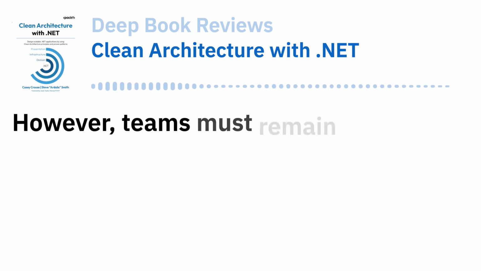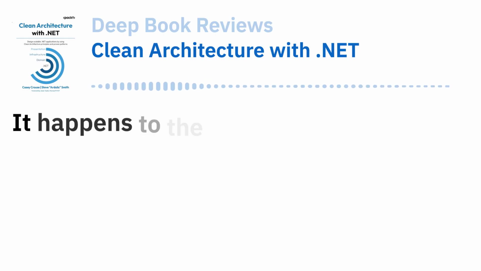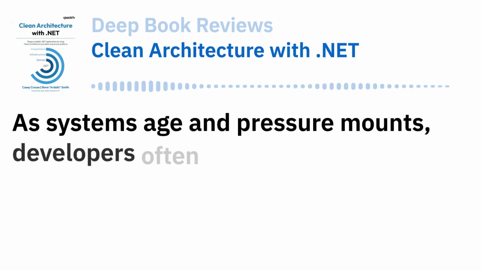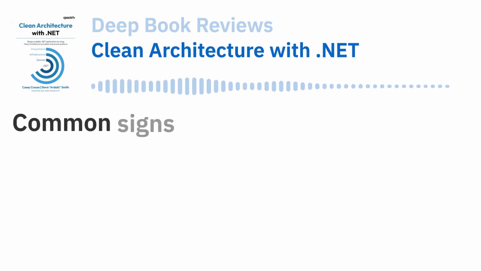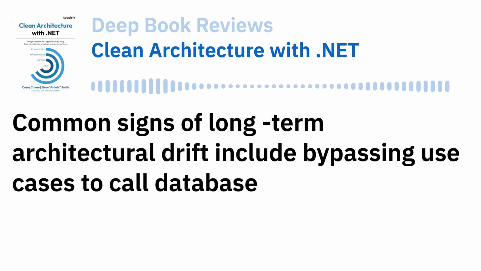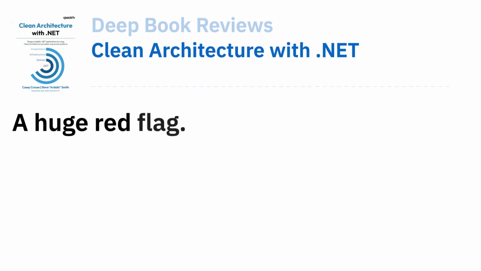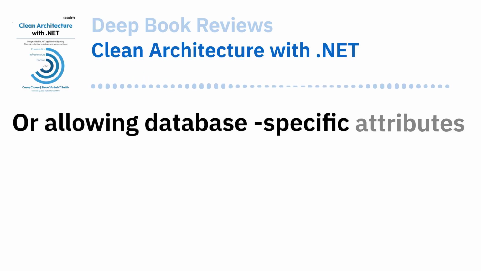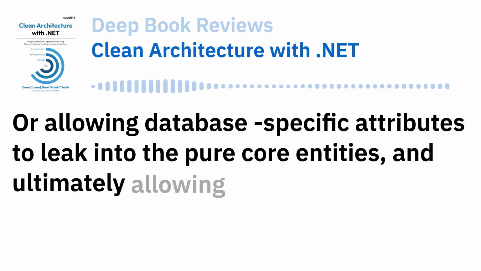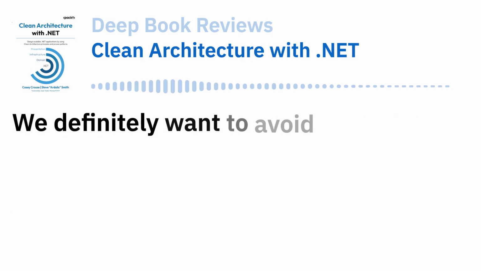However, teams must remain vigilant regarding architectural decay. Oh, architectural drift. It happens to the best of us. It does. As systems age and pressure mounts, developers often take shortcuts. Common signs of long-term architectural drift include bypassing use cases to call database repositories directly from the presentation layer, a huge red flag, or allowing database-specific attributes to leak into the pure core entities, and ultimately allowing the infrastructure tools to dictate the business rules. We definitely want to avoid that.